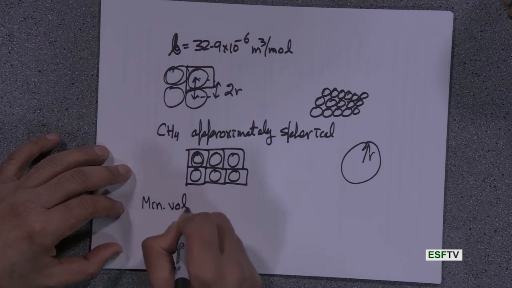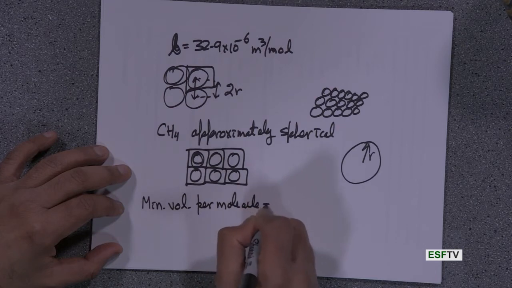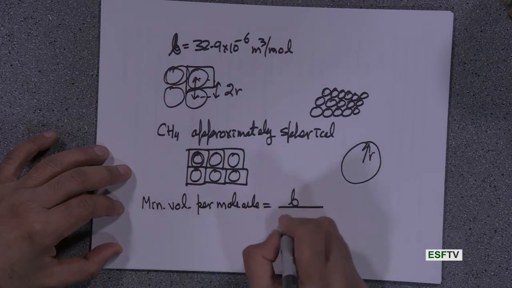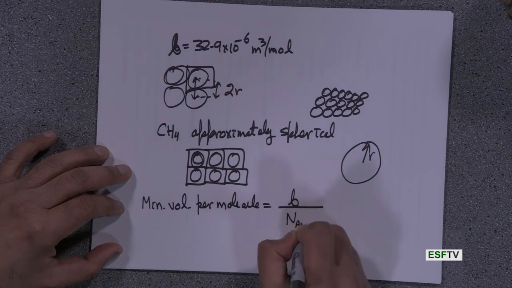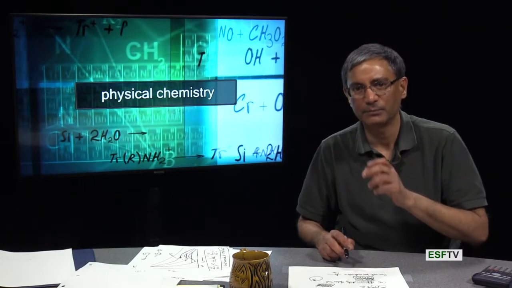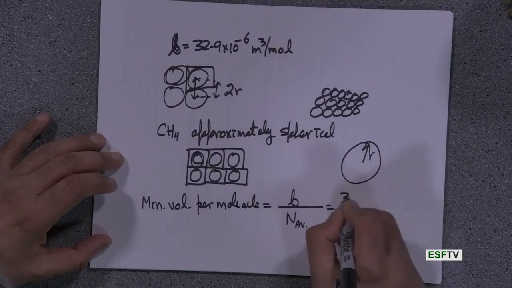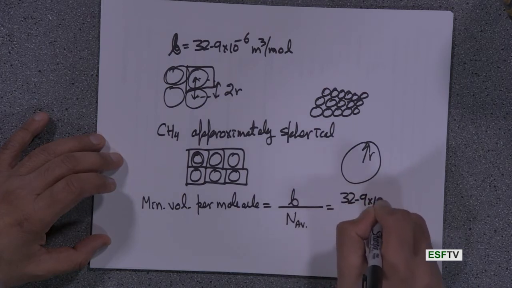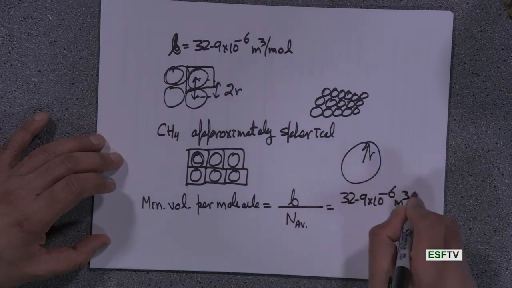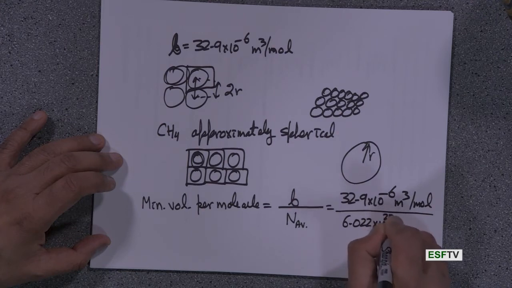Minimum volume per molecule equals little b divided by the Avogadro number. I'm calling this n sub AV for the Avogadro number. Remember, the Avogadro number is the number of particles, molecules or atoms in 1 mole of a substance. So that is 32.9 times 10 to the negative 6 cubic meters per mole, divided by the Avogadro number, 6.022 times 10 to the power 23 molecules per mole.